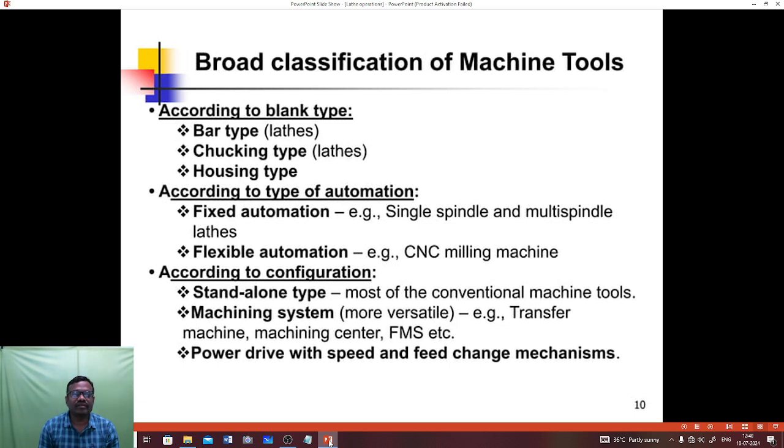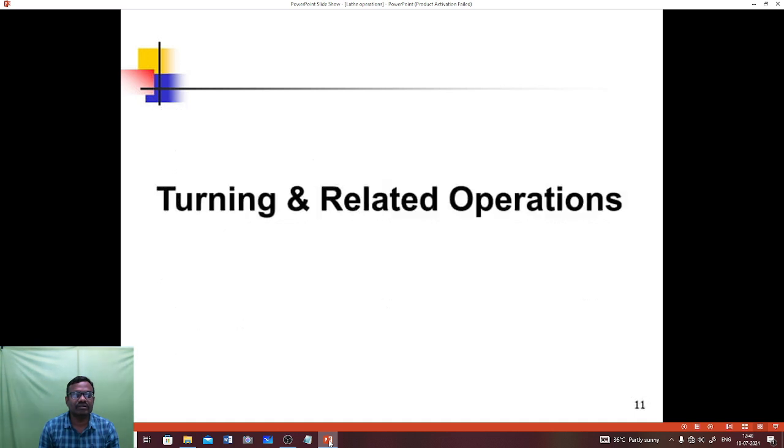Broad classification of machine tools. According to blank type, machine tools are classified as bar type, chucking type, and housing type. According to type of automation, they are classified as fixed automation, flexible automation, etc. According to configuration, they are classified as standalone type, machining system, power drive with speed and feed change mechanisms.